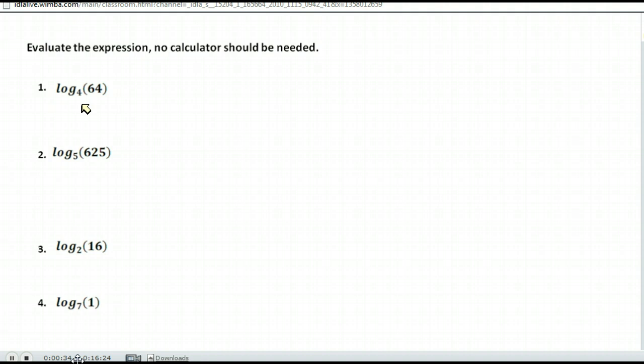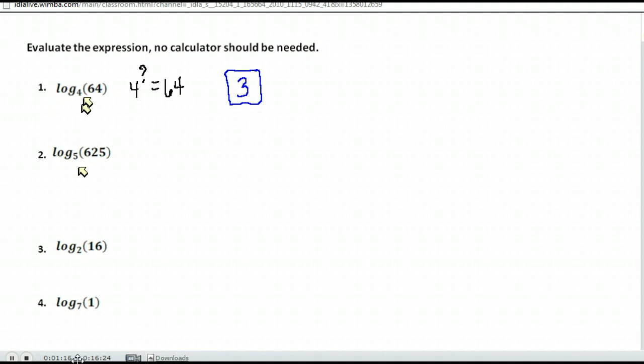So when you look at this log, we say this is log base 4, this small number down here is your base, of 64. And what that is asking is: 4 to what power equals 64? Some of these we can do by knowing the powers. Some people like to do it by trial and error. They'll take a calculator and go, okay, 4 to the first power is 4, 4 to the second power is 16, 4 to the third power is 64. The answer to this question is 3, because 4 to the third power is 64. Log base 4 of 64 is 3.